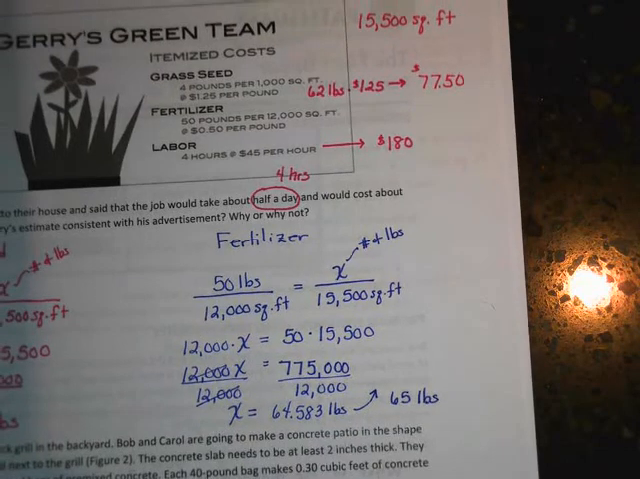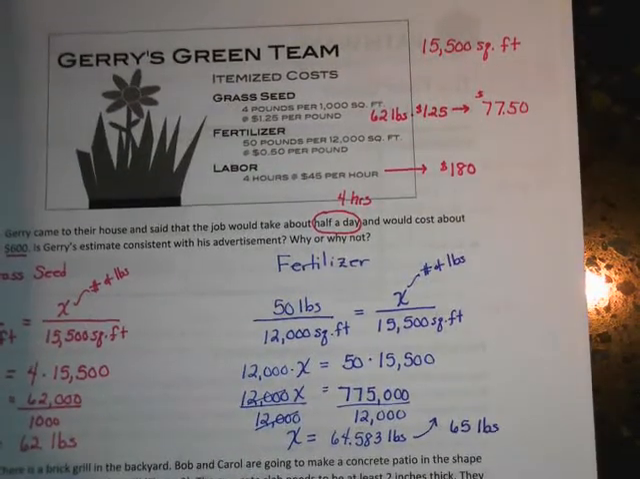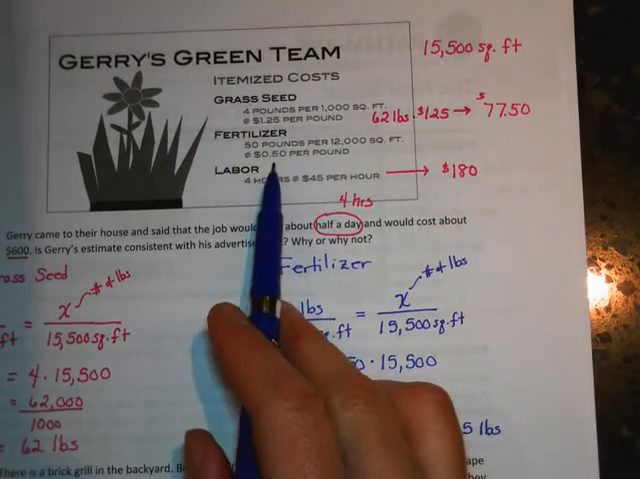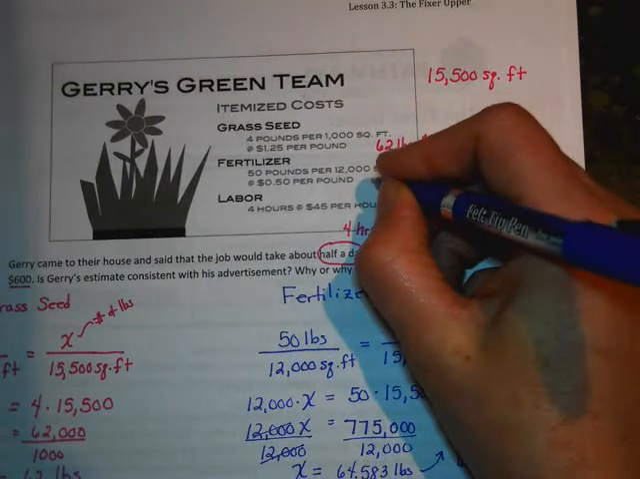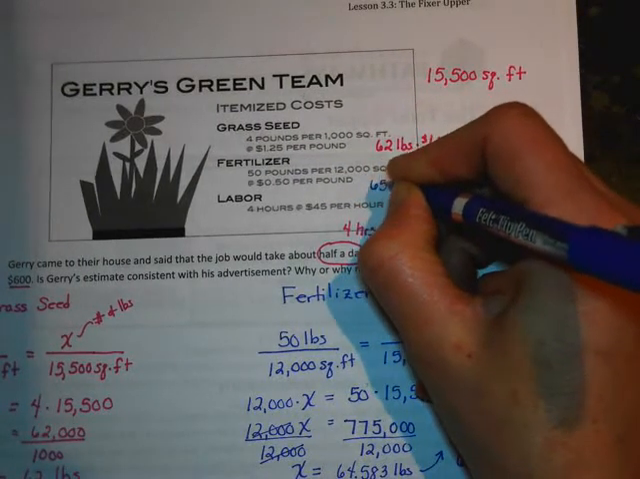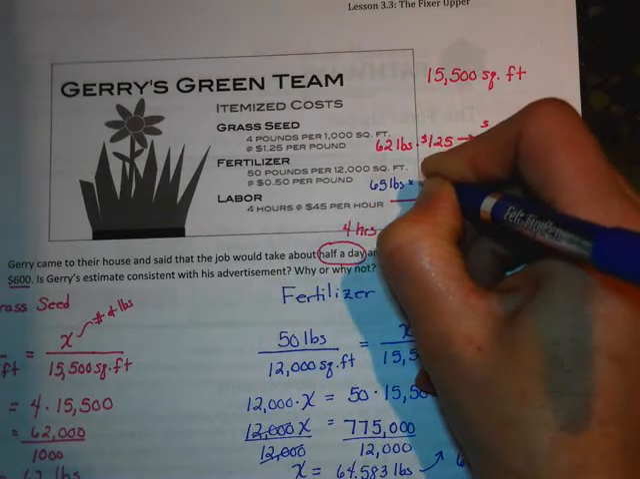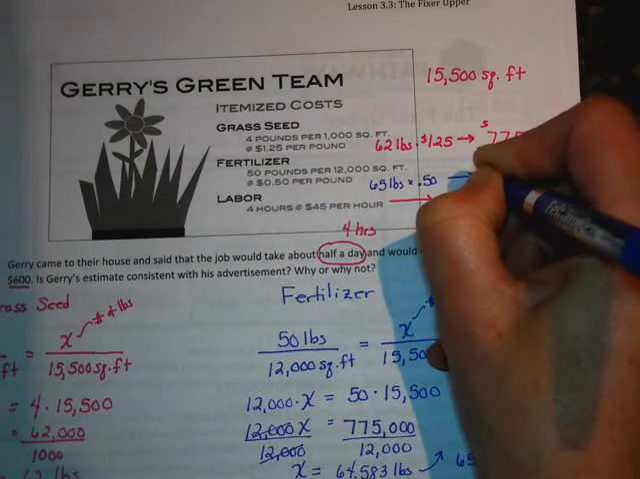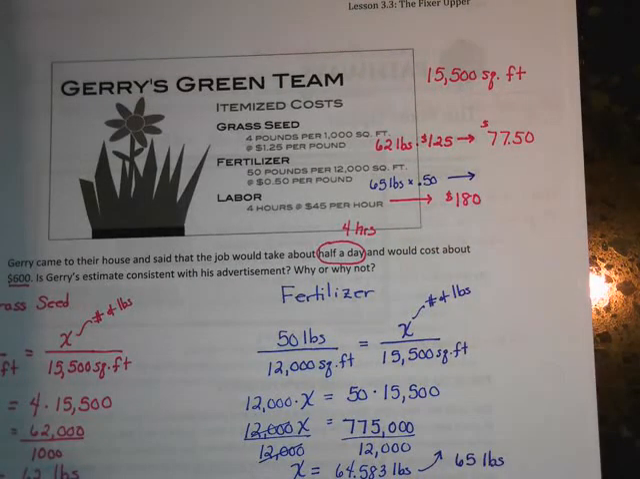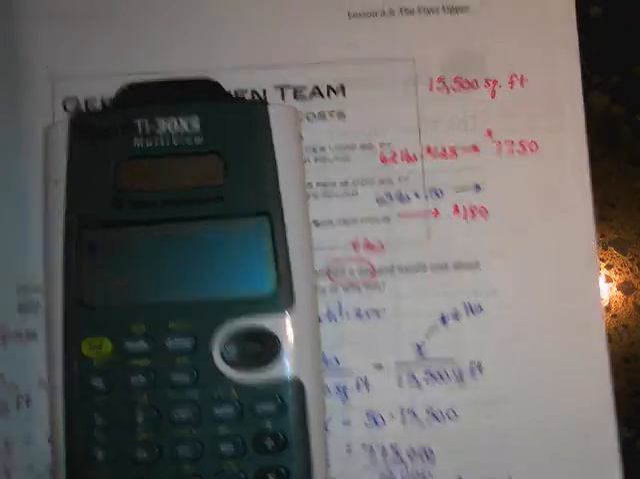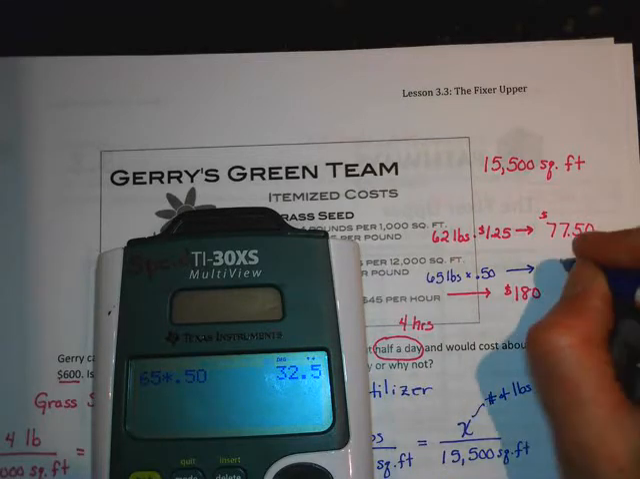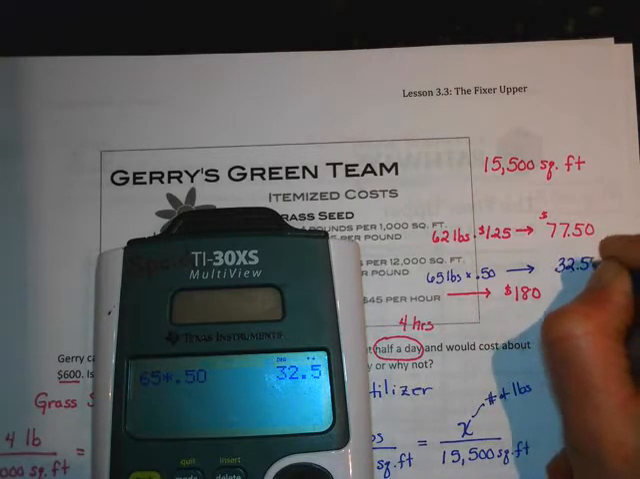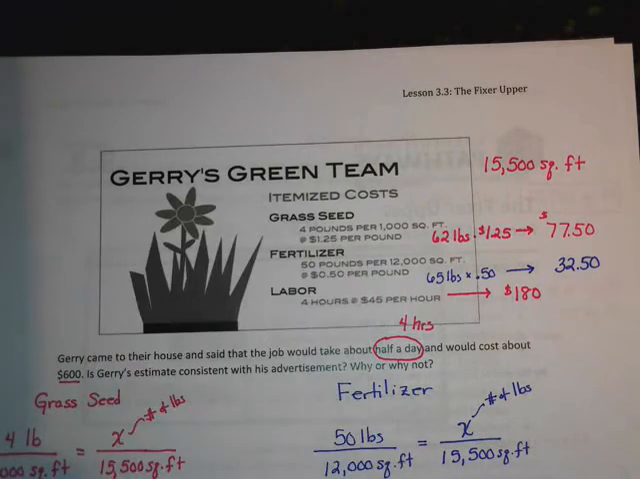Okay, so how much would we be paying in fertilizer? Well, Jerry says they're going to charge us 50 cents per pound. So if we have 65 pounds and they're going to charge us 50 cents for each of those pounds, let's figure out how much that's going to be charged for fertilizer. So 65 times 0.50, looks like we'll have to pay $32.50 in fertilizer.